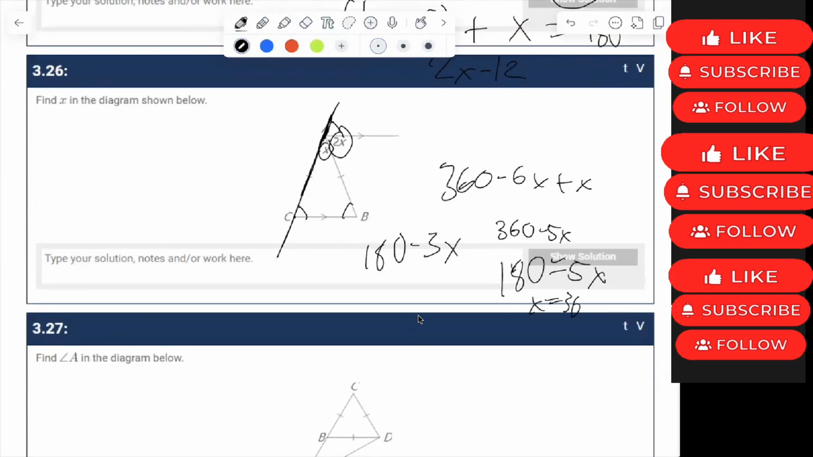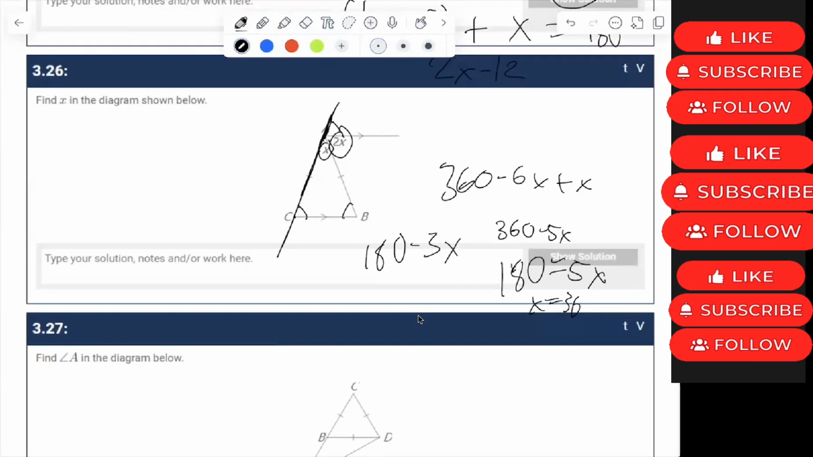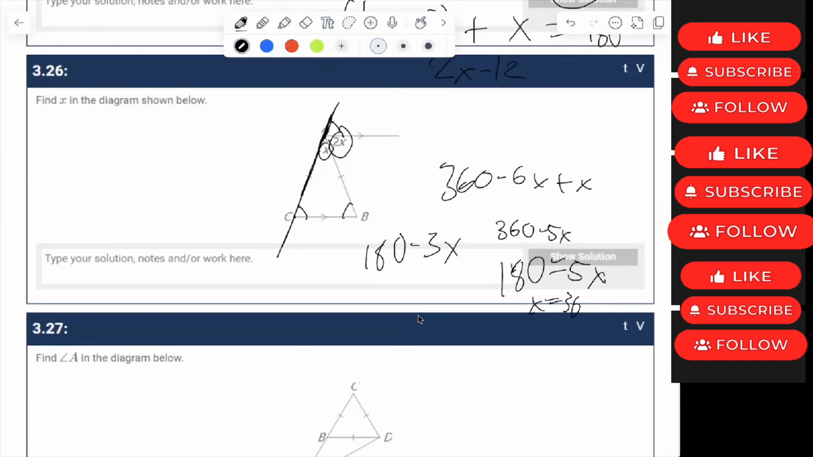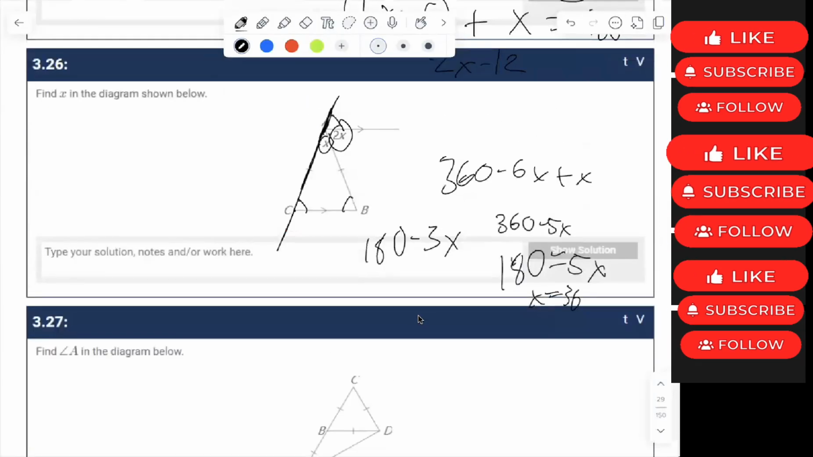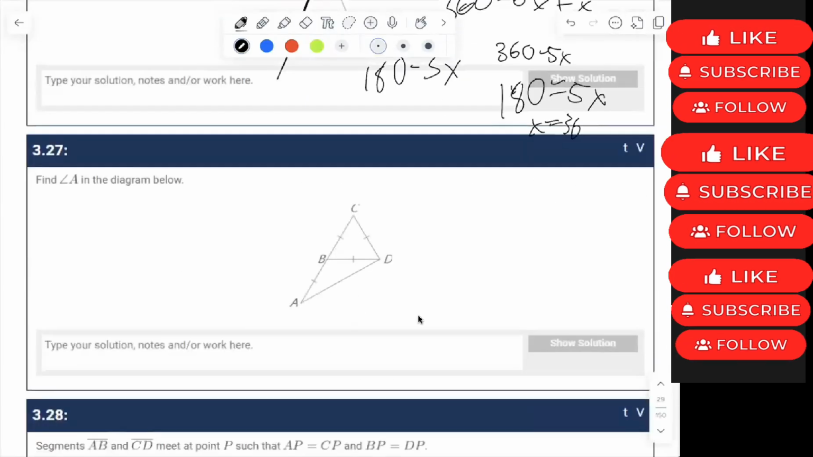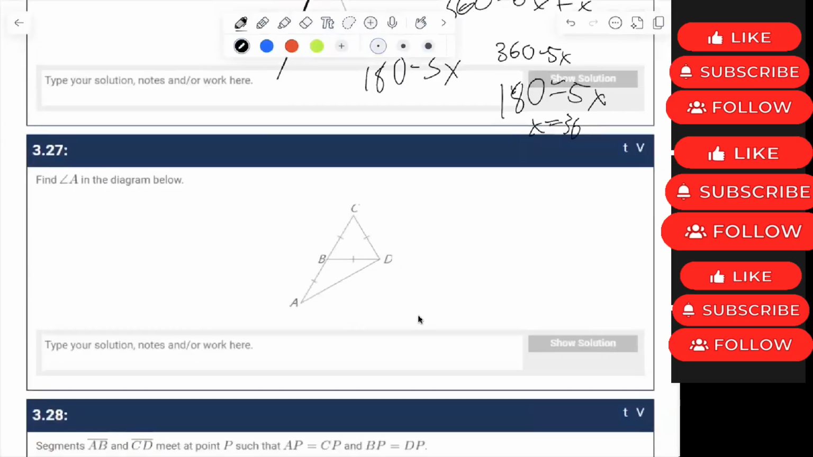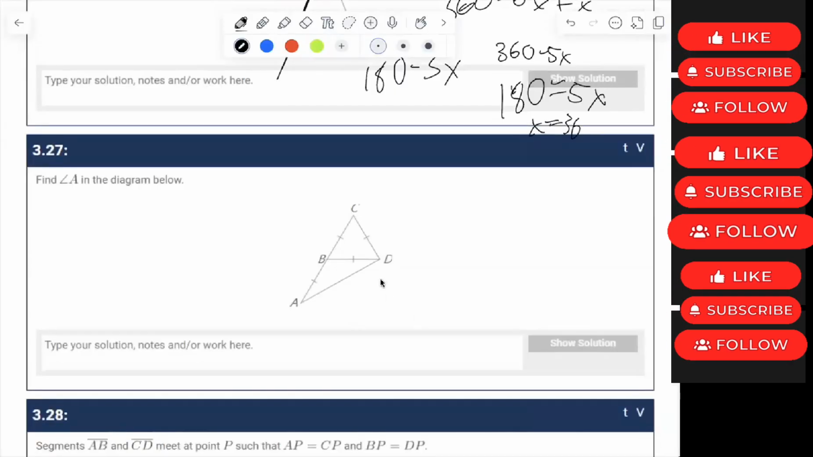Yeah, that is indeed correct. P is equal to x and C equals B. Yup, that is indeed correct, right? Anyways, let's move on to 3.27. Find A in the diagram below. All together, have a try at this question and tell me your answer in chat.